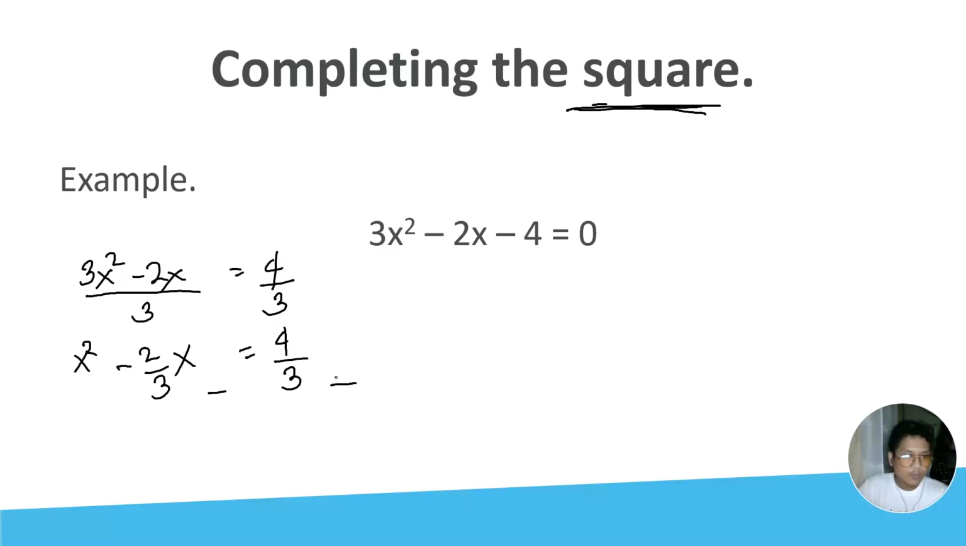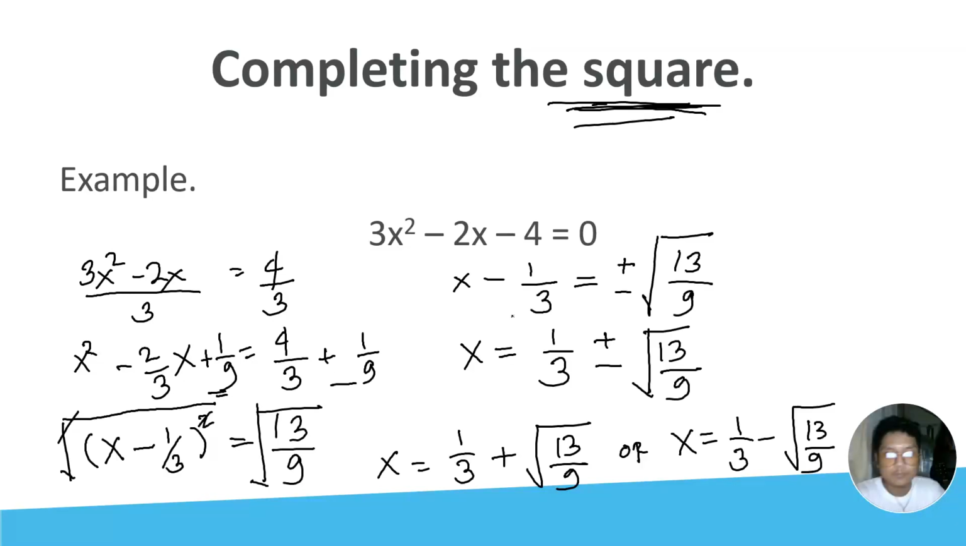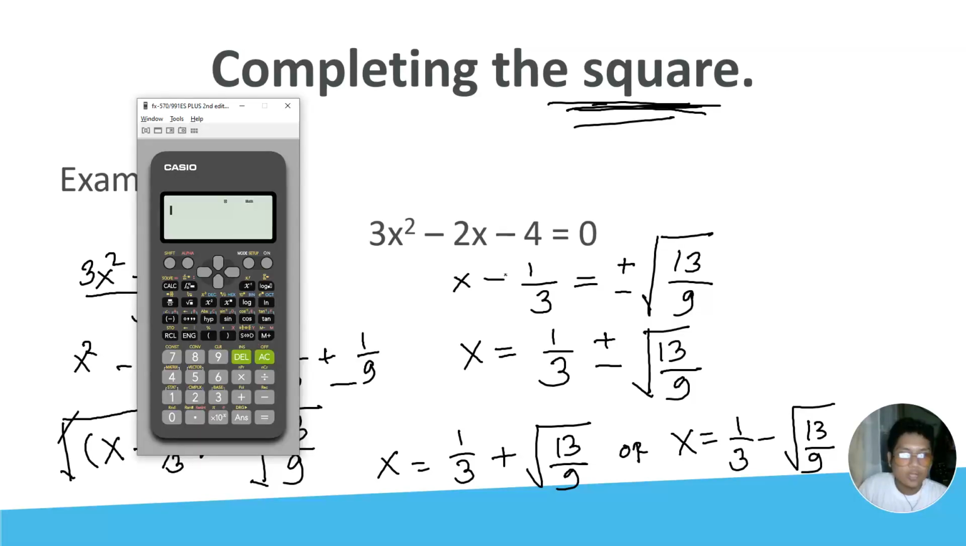To check, we use calculator in solving the equation. So, we substitute the computed roots on the given equation. So, substitute natin. But first, I will store the value of x sa ating calculator. Okay. Para madali na lang ang pag-substitute.